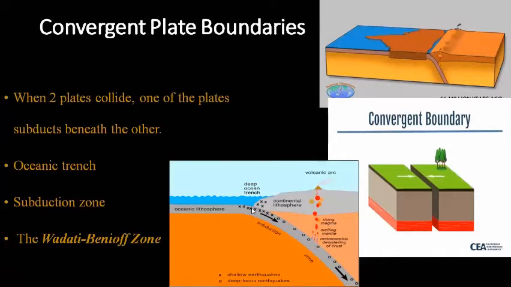Oceanic trench means where magma is lost. Ridge is the place where new magma is formed. Trench is the place where oceanic lithosphere is lost. It is just the opposite.